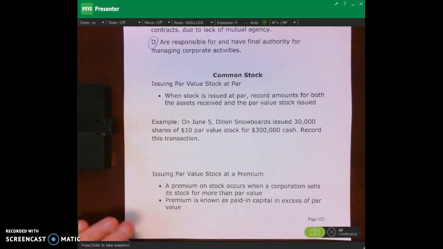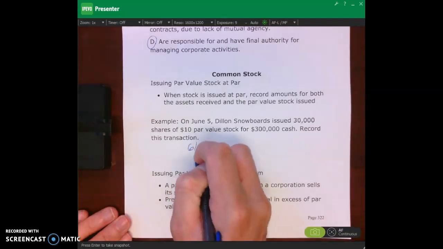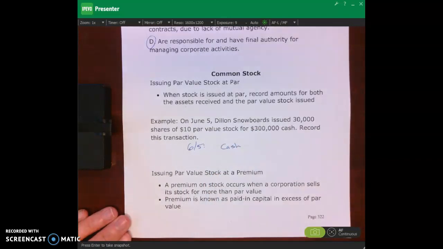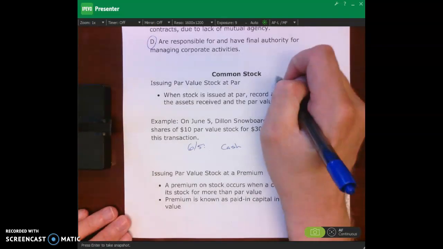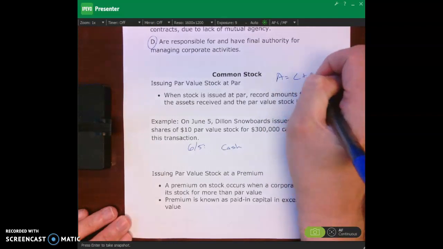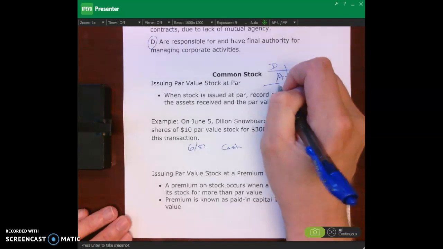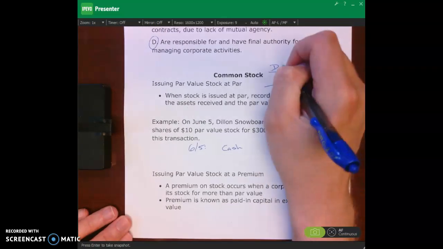Okay? So when we look at this one over here, on June 5th, Dillon Snowboards issued 30,000 shares of $10 par value stock for $300,000 cash. Let's record the transaction. So I'm going to come over here. I'll put the date, 6/5, and cash is going to go up. Cash is an asset. How do I increase an asset? You tell me. If you said debit, you're right. Remember the accounting equation? Assets equals liabilities plus equity. You know, I love this figure. Debits here, credits, debits. Okay?